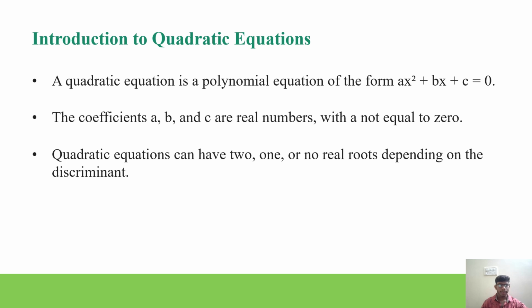Introduction to the quadratic equation. A quadratic equation is a polynomial equation of the form ax² + bx + c = 0. The coefficients a, b and c are real numbers, with a not equal to 0. A quadratic equation can have two, one, or no real roots depending on the discriminant.